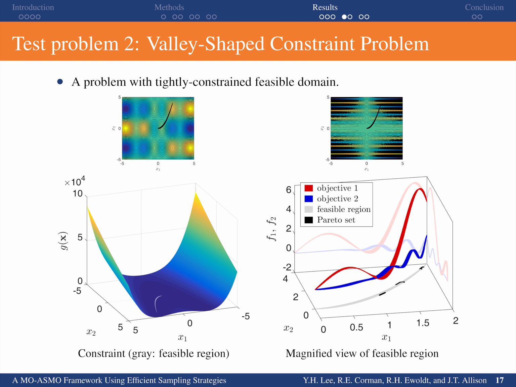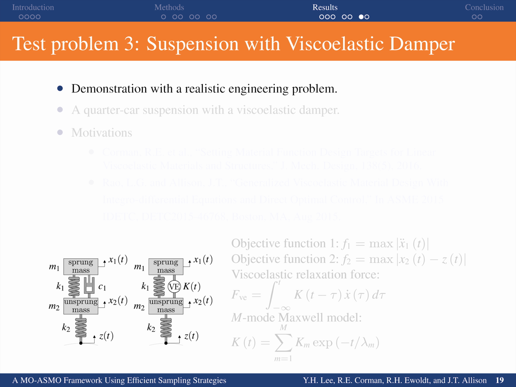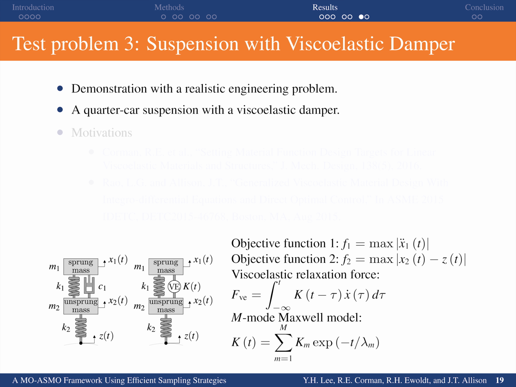The last one is the design problem of a quarter car suspension with a viscoelastic damper. We developed this test problem to demonstrate applicability of the algorithm to realistic and computationally expensive engineering problems. We replaced the linear damper between the sprung and unsprung masses in a quarter car model with a viscoelastic damper to improve vibration isolation performance. We have two competing objectives, a comfort metric and a handling performance metric.